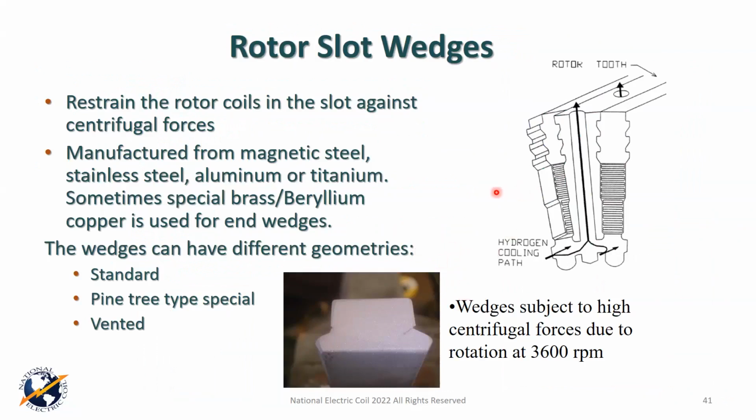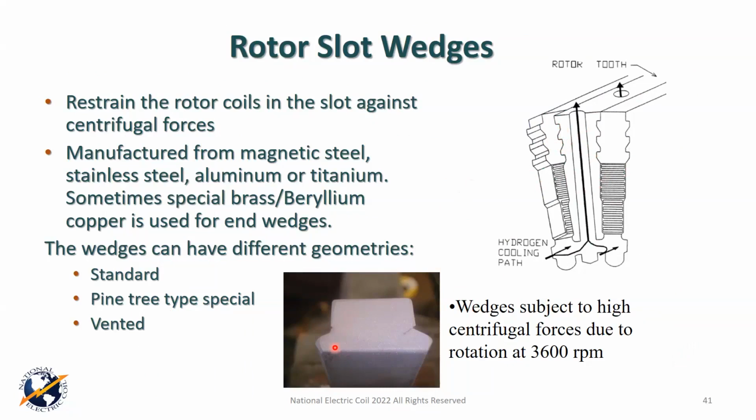Okay, the wedges hold everything together. The important thing to know about wedges is their purpose is to keep those coils in the slot. It's a pretty bad day if any one of those wedges comes loose and the coils come out. It's a big deal. The damage is going to be expensive, and the cost to repair or to replace is going to be substantial.